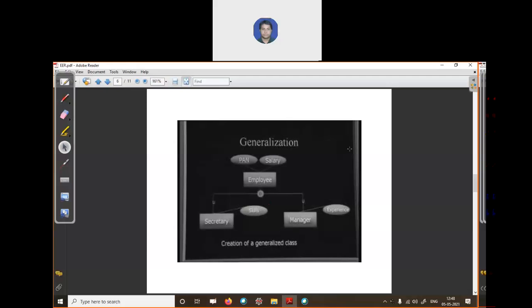Is it clear? If it is clear, you can unmute your mic and speak, or even write in the chat box. Yes, sir. Okay, good.